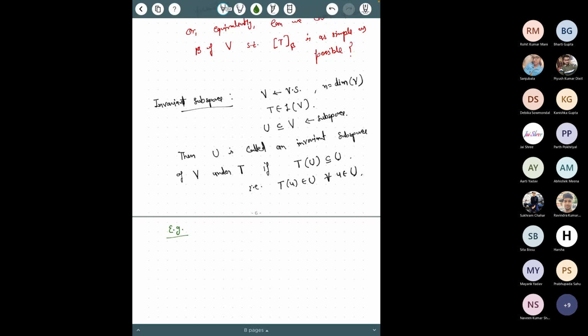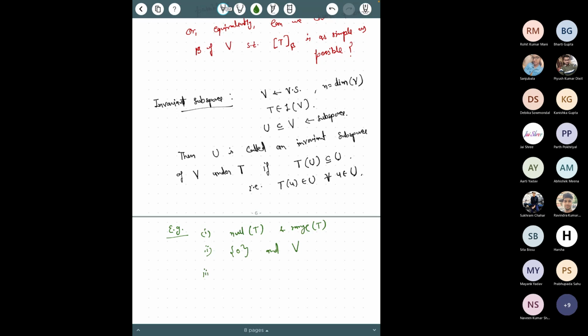Now let us quickly look at some examples of invariant subspaces. So suppose we have a vector space and T is a linear operator, then can you tell me quickly some examples of invariant subspaces? So for example, null space, range space. Yeah, you can check that the null space of T and range space of T, for any linear operator on a finite dimensional vector space, range of T and null of T, they are invariant under T. So they are invariant subspaces. Similarly, you can take the trivial subspaces 0 and the vector space V itself. They are also invariant under any operator T on the vector space.